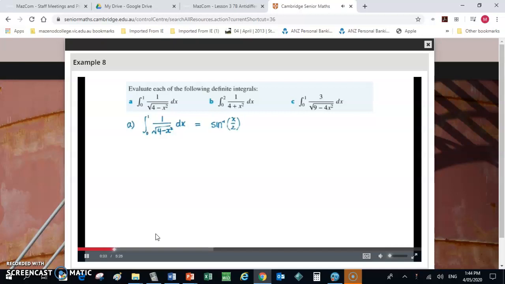And we have terminals 0 and 1. And so we're going to substitute x equals 1 and x equals 0 into this integral. So the first thing we're going to write down will be sine inverse of 1 over 2, and then subtract sine inverse of 0 over 2. And of course 0 over 2 is 0 and sine inverse of 0 is 0. So then we're left with sine inverse of a half. Sine inverse of a half is pi on 6.